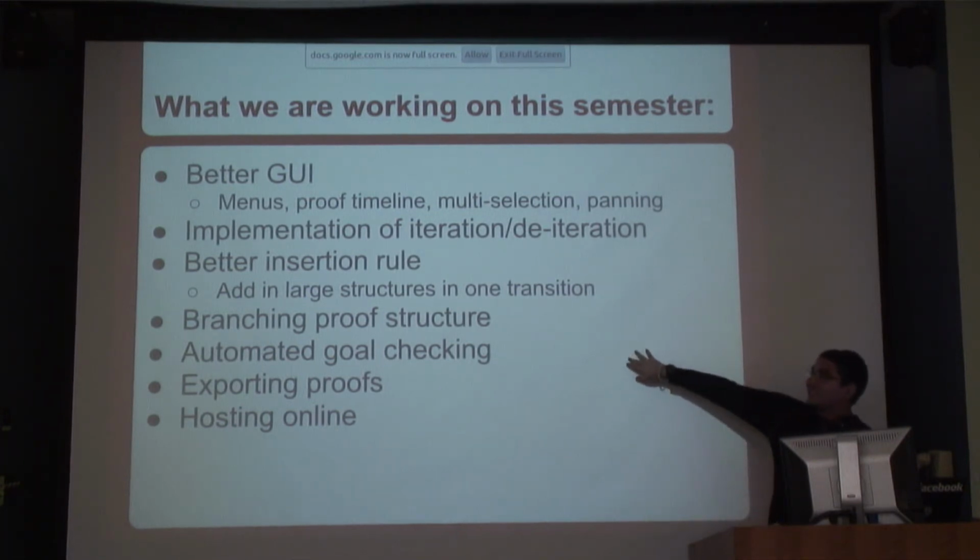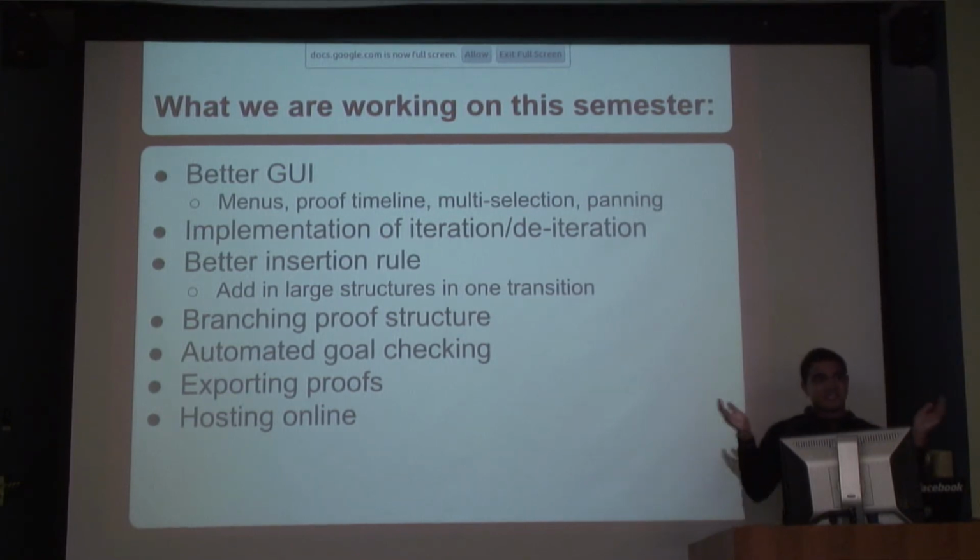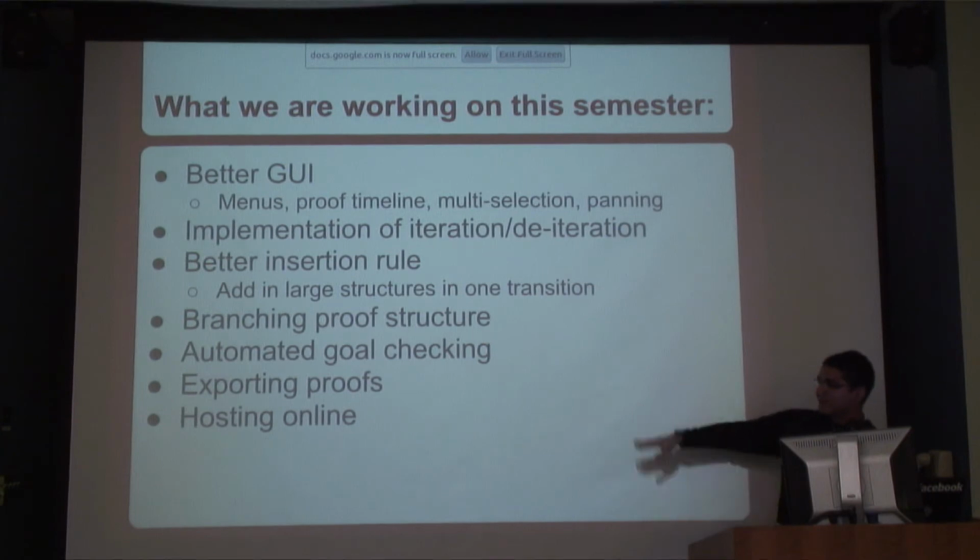Automated goal checking is also going to be put in place. So you can put in what goal you want, and it can tell you if you reached it. And exporting the proofs, posting them online on the proof database.